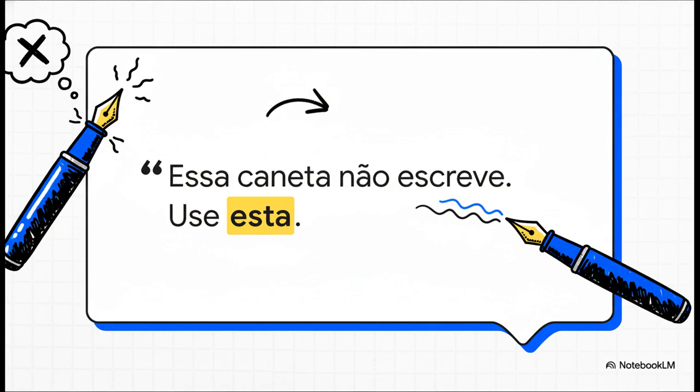Let's do one more, just to really let it sink in. Essa caneta não escreve. Use esta. So the pen near you, essa caneta, doesn't work. Use esta means use this one, the one right here by me. The word esta is doing all the work. It's standing in for esta caneta. It's such a simple little trick, but wow, it makes a huge difference in how natural you sound.